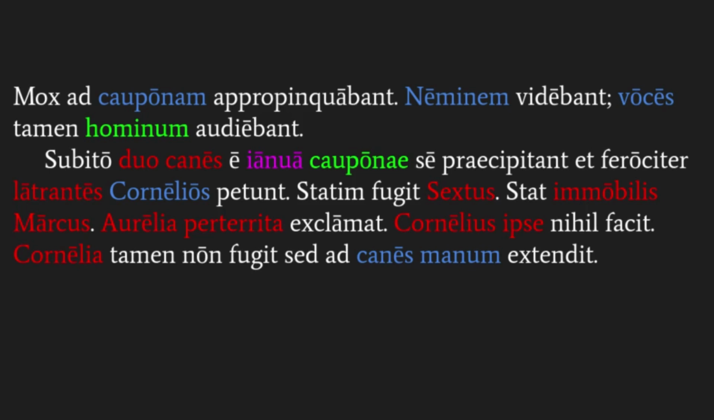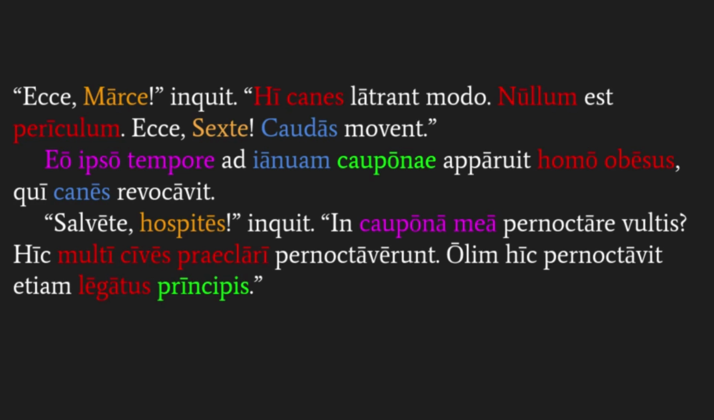Cornelia tamen non fugit sed ad canes manum extendit. So Cornelia, however, Cornelia tamen, she doesn't run away, non fugit, she doesn't flee, but extendit, she holds out or extends her manum, her hand, ad canes, to the dogs. So she's not afraid of the dogs, she thinks they're friendly, she holds out her hand to them.